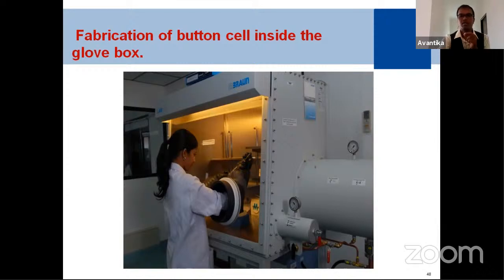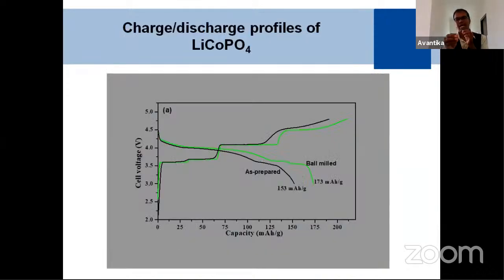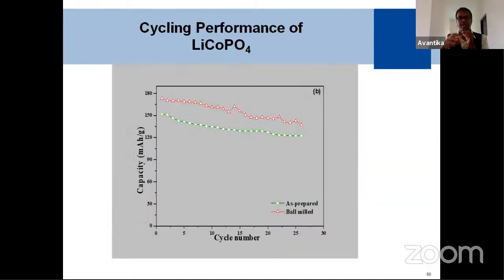So this is the comparison table of as prepared and ball milled. I already mentioned, right? For the as prepared sample, the specific capacity is 153 milliampere hour per gram. But once you mill it using the ball mill, the grain size becomes lower. For the lower grain size, it gives a higher specific capacity, 173 milliampere hour per gram. So this is the main advantage of reducing the grain size. This is the importance of nanotechnology. Even in batteries, it is already proven.